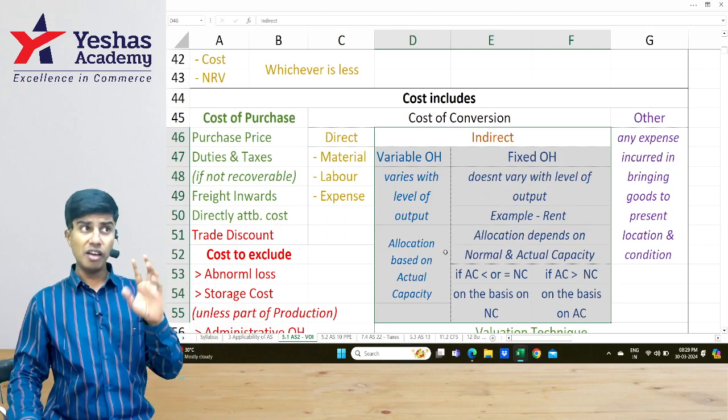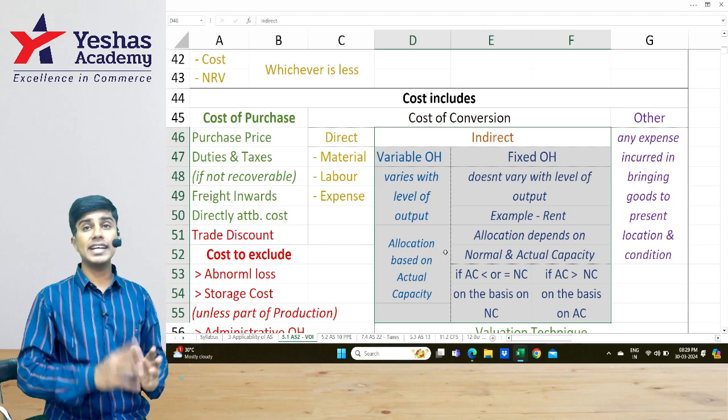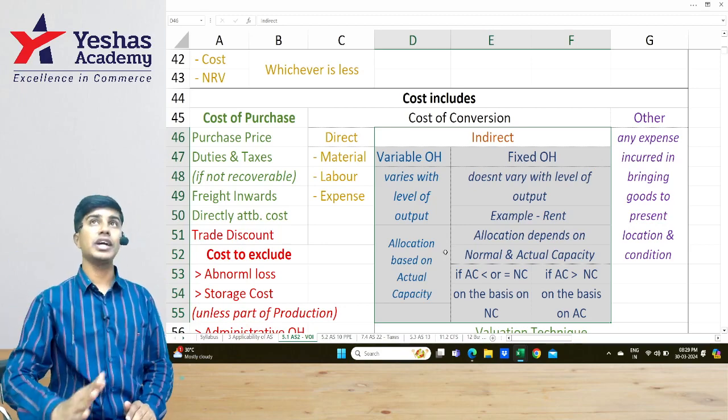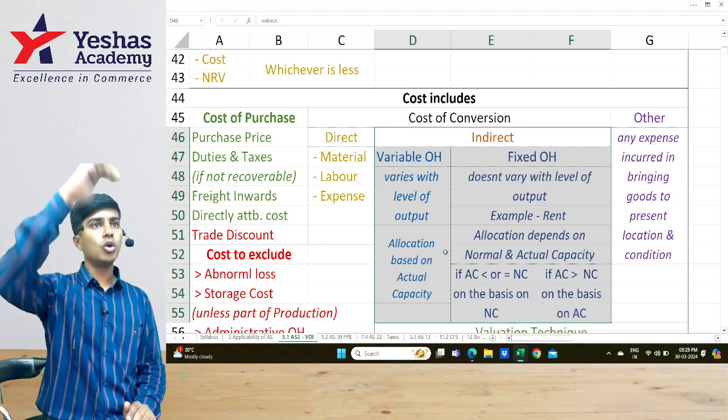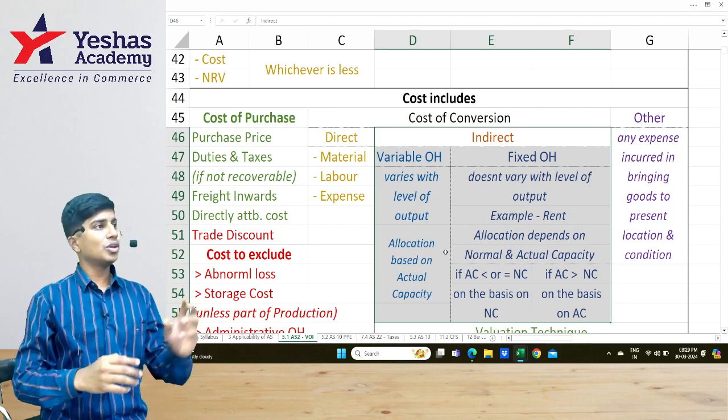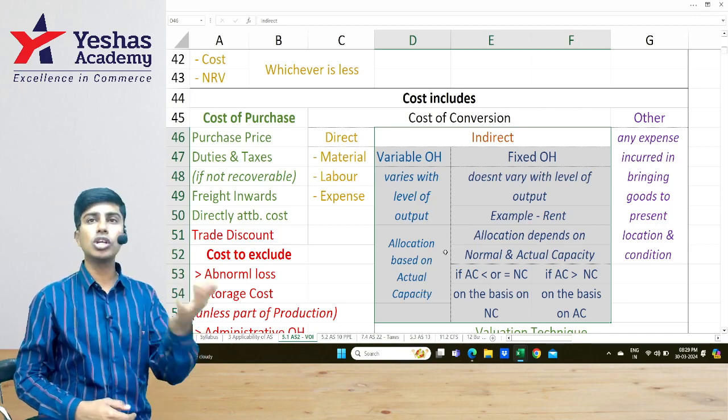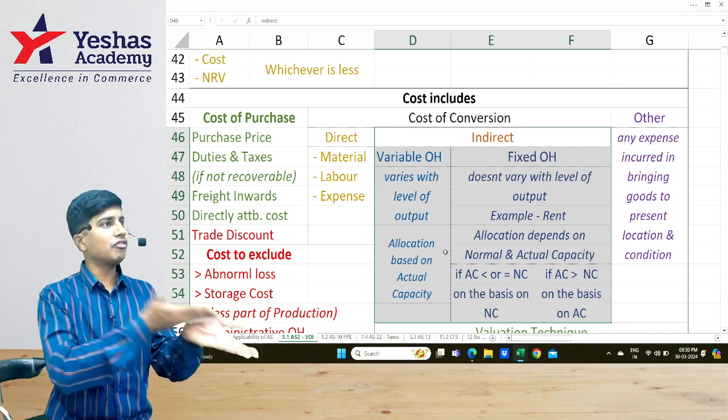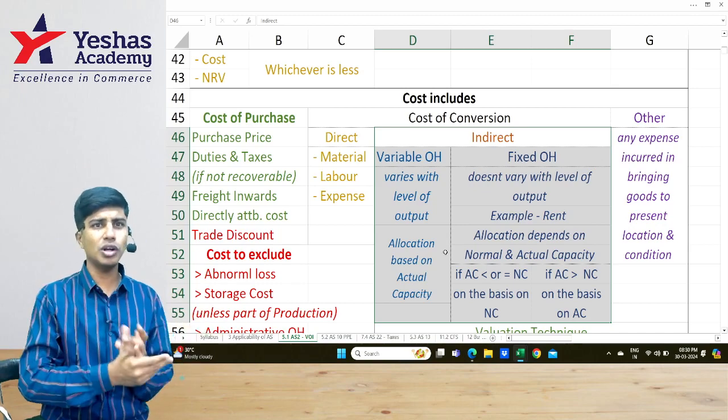variable overhead and fixed overhead. Variable overhead is such overhead which varies with the level of production. Higher the production, higher the overhead. Lower the production, lower the overhead. So here per unit data will be available. Total overhead divided by number of units produced. That will be allocated to each unit produced. That's not at all difficult.